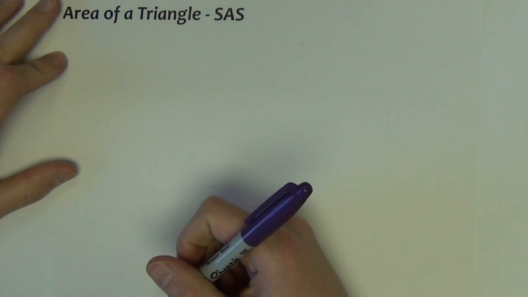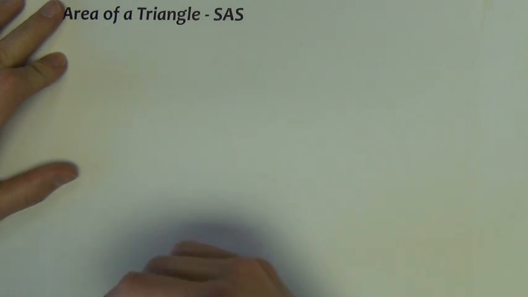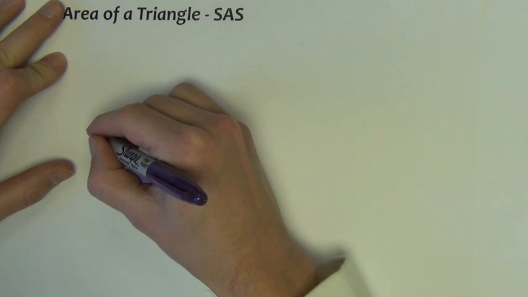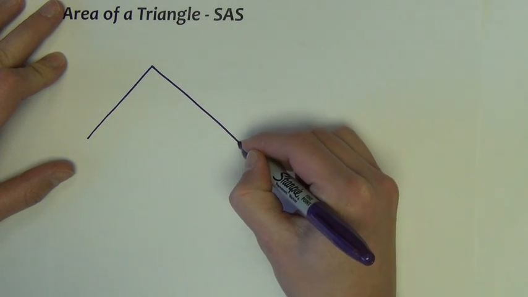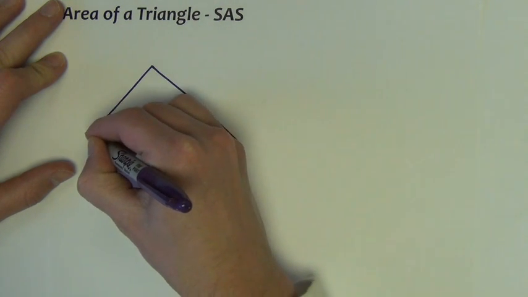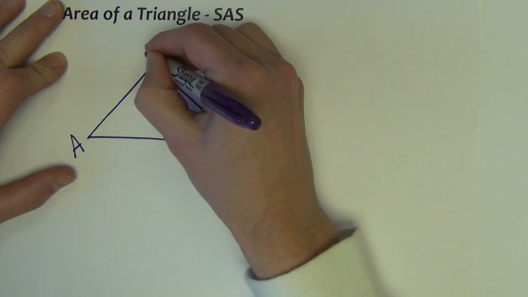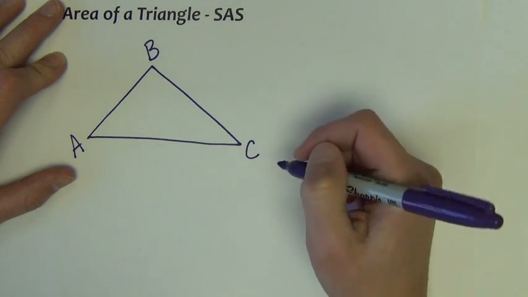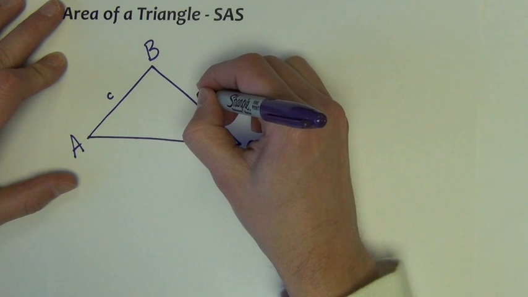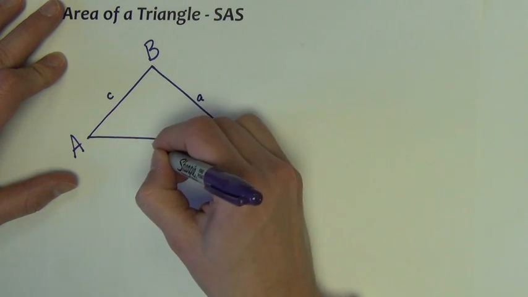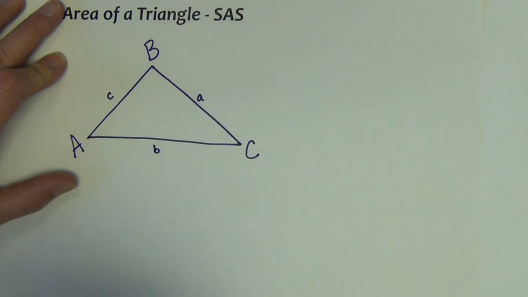I think we're ready to talk about the area of a triangle now. Let's begin by just drawing a triangle. You can label it A, B, C. So the sides are C, A, and B.